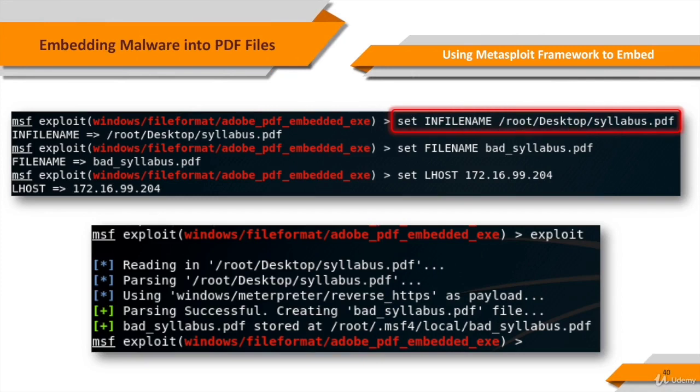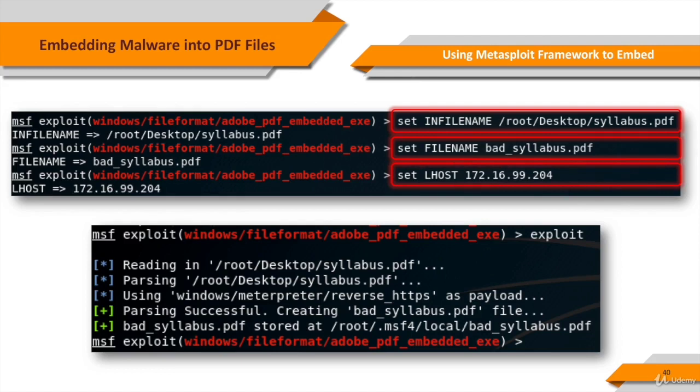Set the template PDF file in file name. If you don't, Metasploit Framework will use its own template. Set the output PDF file name. If you don't, Metasploit Framework will name it evil.pdf. Now set the options of the payload you choose.